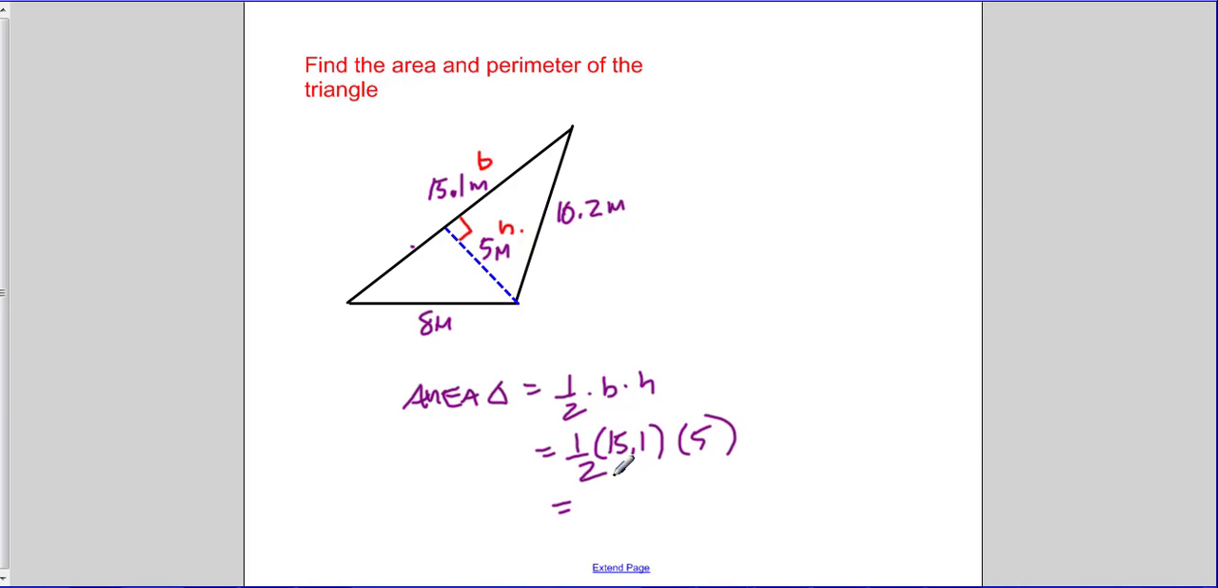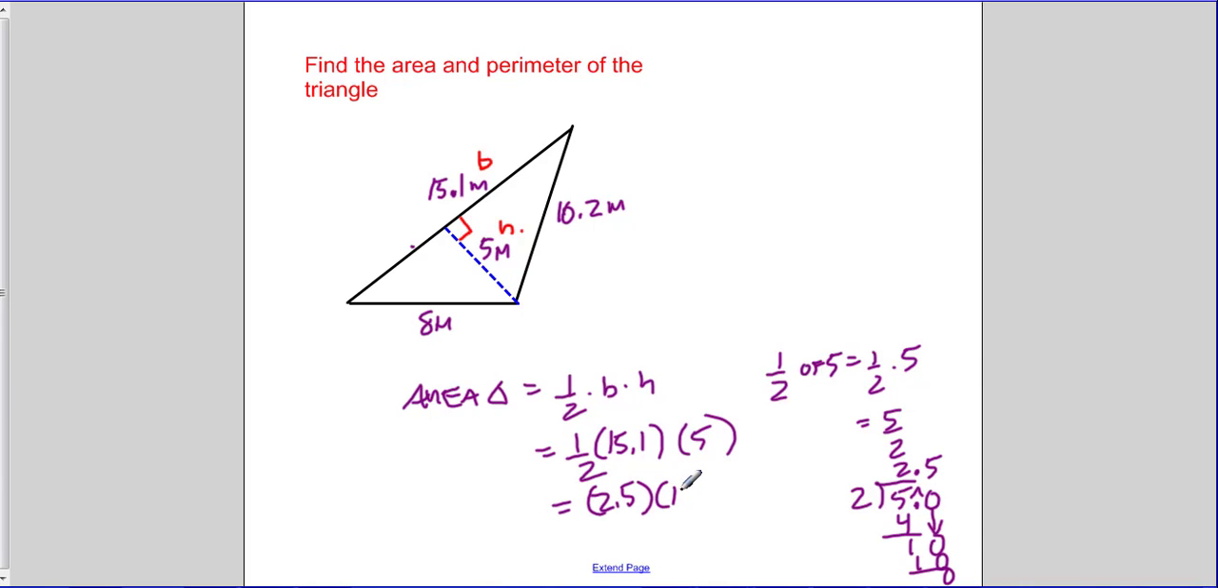Now you could take half of 5 if you're aware of that. That's 2.5. If you didn't know that, 1/2 of 5 is 1/2 times 5, which is 5 over 2. And if you didn't know it's 2.5, you could divide: 2 goes into 5 twice. 2 times 2 is 4. Subtract, get 1, add a decimal point, bring it straight up. Add a 0, drop it down. 2 goes into 10 five times, 5 times 2 is 10. So I could write this as 2.5 times 15.1, and that's what I think I'll do. I could have taken 0.5 times 15.1 first, but I think it's easier to take half of 5, which is 2.5.